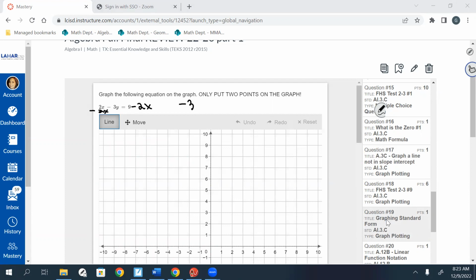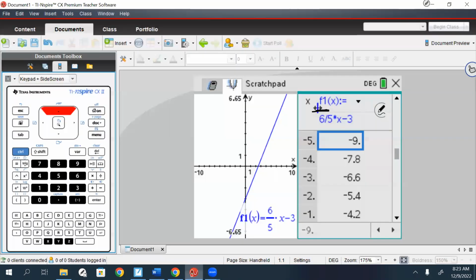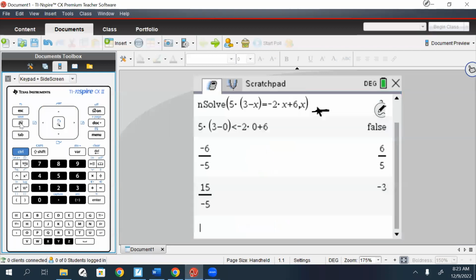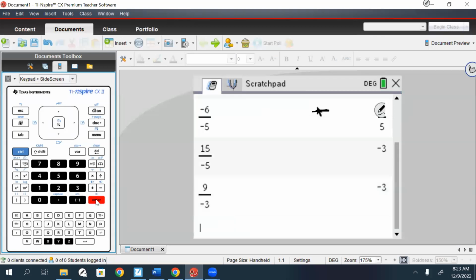So I have negative 3y is 9, subtract 2x. Now I need to get rid of that number in front of the y, so our last step again is to divide by negative 3 this time. You can type it in your calculator. We have 9 and we are dividing by negative 3. You press enter and you get negative 3.